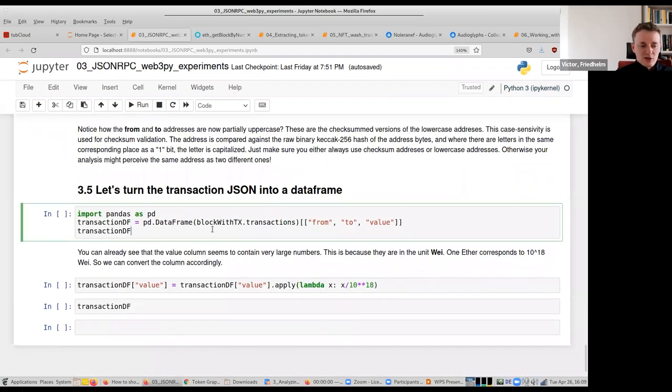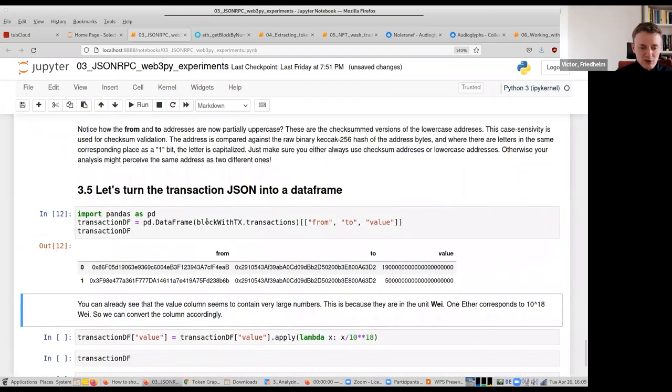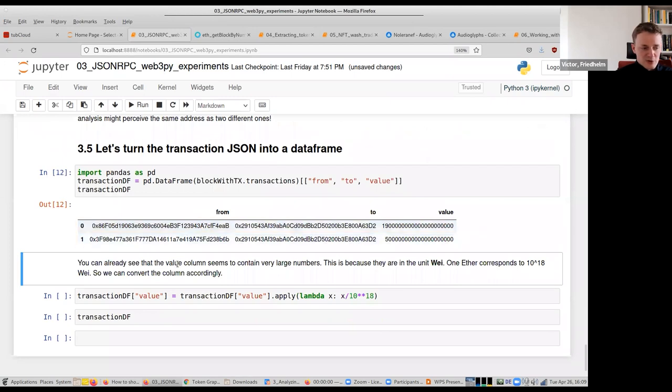So let's turn that result into a data frame, because I think most people who visit this conference are familiar with data frames and can then easily work with data like that. And so that's how that would look like. And so finally, we'll take a look at these large numbers. It turns out that the unit that you see here is actually in wei.